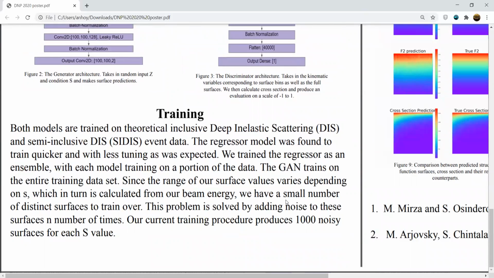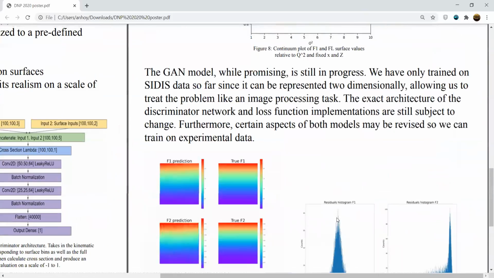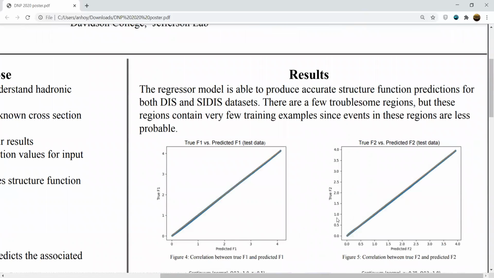For training, both of these models were trained on deep inelastic scattering event data, both inclusive and semi-inclusive. And the distinction between semi-inclusive and inclusive, insofar as this project is concerned, is really only in the equations that we use to go between structure functions and cross-section, and also how many kinematic variables we use. For inclusive, we use x, q squared, and z as our kinematic variables. And for semi-inclusive, we use just x and q squared. We were able to train the regression model on both inclusive and semi-inclusive DIS datasets.